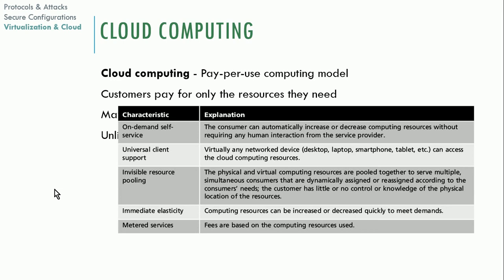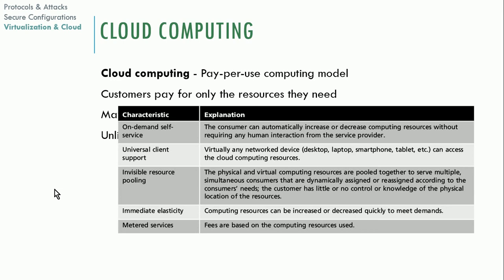So here are some of the characteristics of cloud computing. You have on-demand self-service. The consumer can automatically increase or decrease computing resources without requiring any human interaction from a service provider. So they have these web portals that you can go in and set all these things. Universal client support. Virtually any network device, desktop, laptop, smartphone can access the cloud computing resources. Invisible resource pooling. This is where elasticity comes in, but you can pool your resources. So for example, if you have 18 different services on your network that require databases, but they require different performance levels at different times, you can put them all in one big pool of resources, and the individual applications can kind of grow and shrink to use that pool on demand, depending on when they need it.